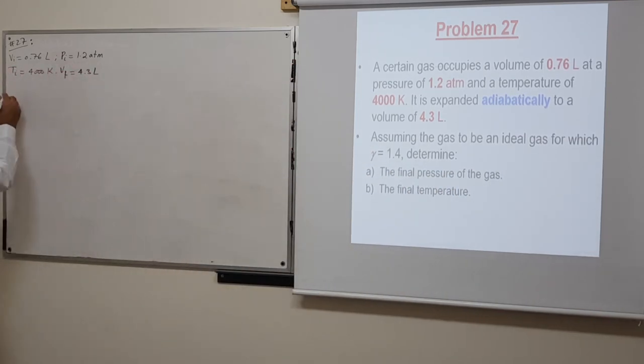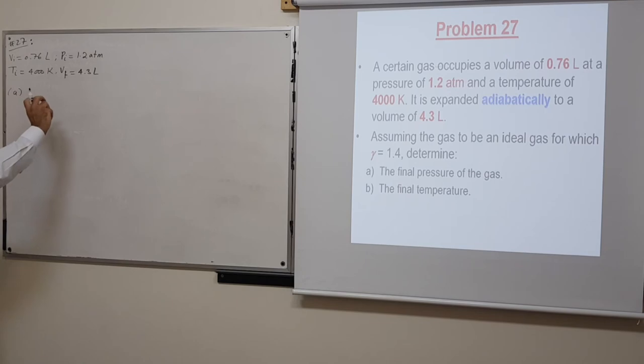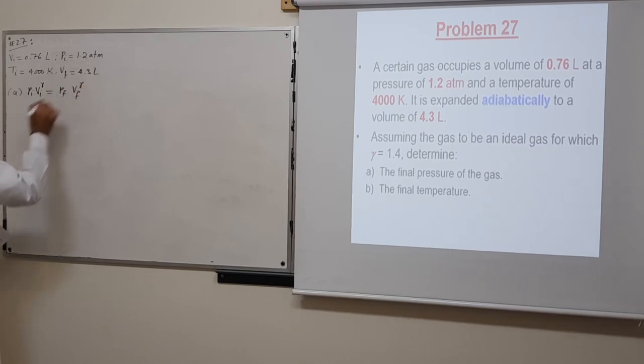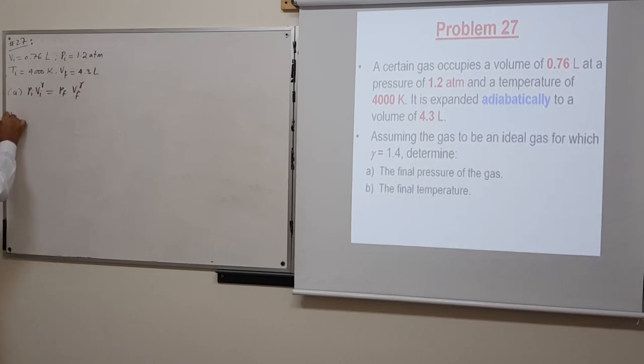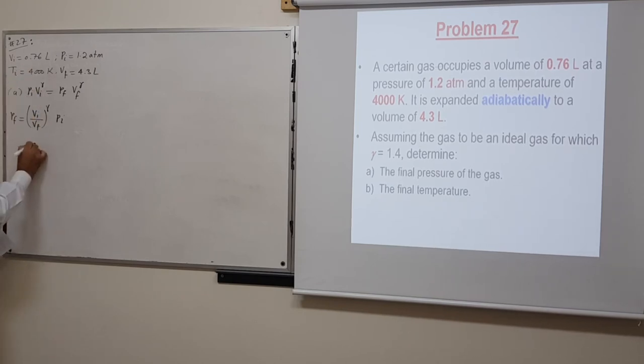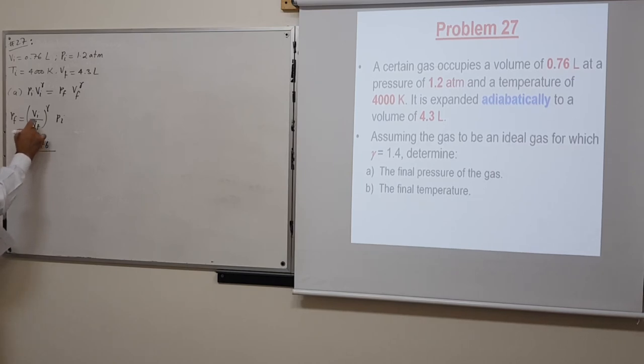Well, for that, we use the equation that connects pressure and volume. P initial, V initial to the gamma is equal to P final, V final to the gamma. We want this one. P final is equal to P initial times V initial over V final to the gamma. I brought this here, and I still have P initial. Now put the numbers. V initial is 0.76. V final, 4.3. I don't have to change the units because liters will cancel.